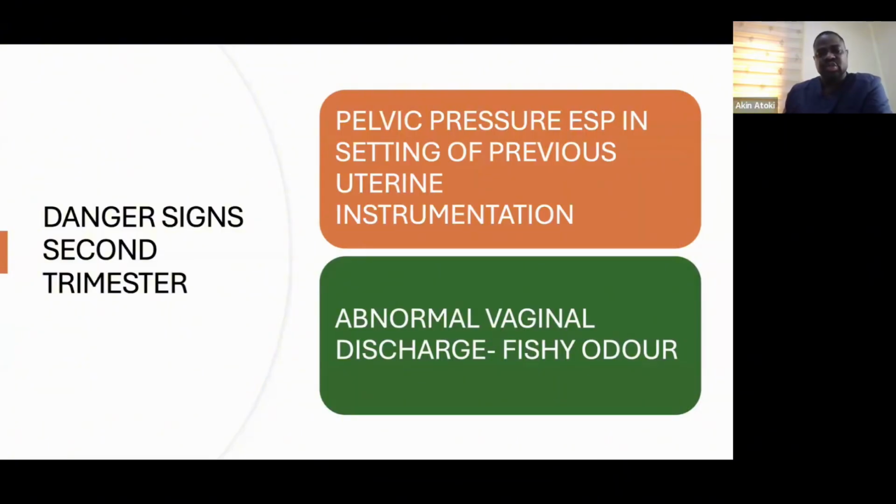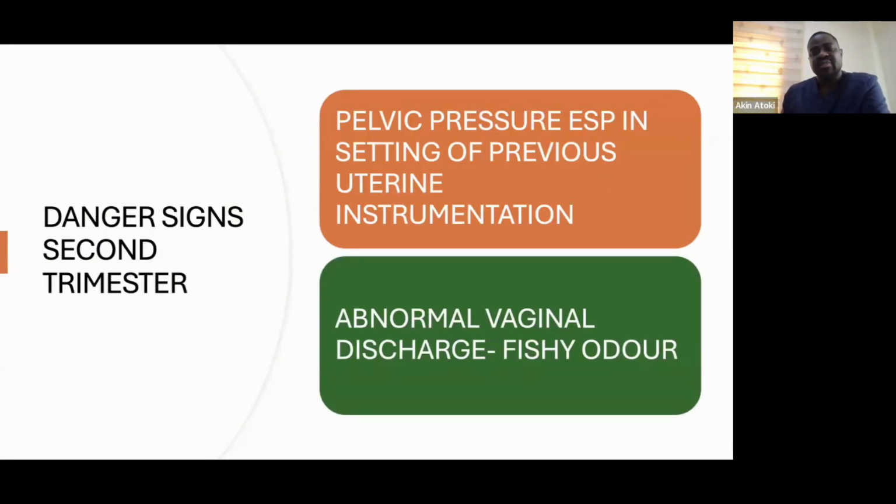In some situations, we have been able to rescue those pregnancies by a procedure we call a rescue cerclage, and they are still able to carry the pregnancy to term. So that's very important, especially for previous instrumentation. It might not be a manual vacuum aspiration or a D&C every time. Sometimes it's even procedures that people do to try to get pregnant.